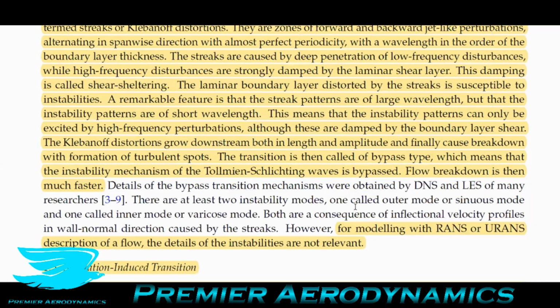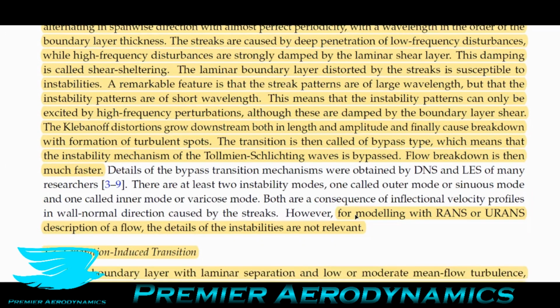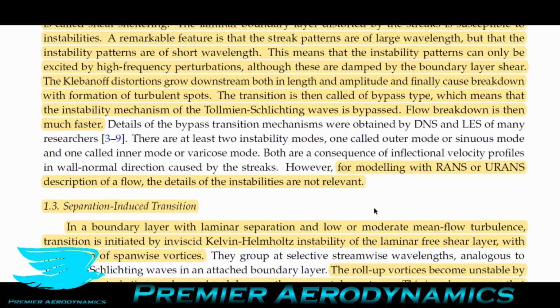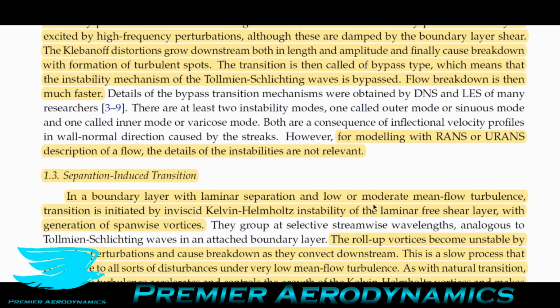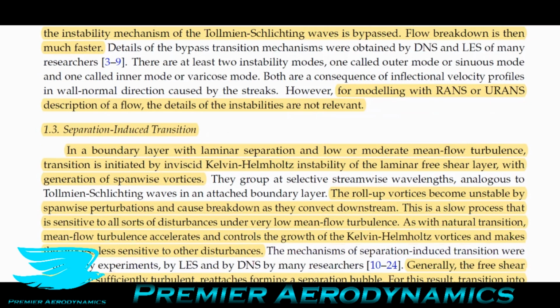So for modeling with RANS and URANS descriptions of a flow, the details of instabilities are not relevant here. This is because we have such a high turbulence intensity level, and these Klebanoff modes are very easy to model, that RANS and URANS turbulence modeling becomes much more accurate, and you don't really need to worry about all the little details of the flow because they're not important. The important bits are the macroscopic, or mesoscopic, level, which are these little jets that are forming. So that's the second type of transition.